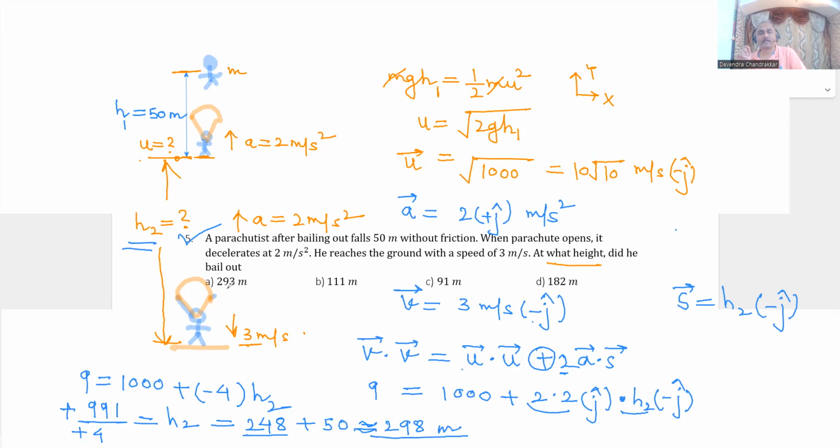Now, why am I getting this? The answer is close; they have taken 293. The reason I am getting 298 as the answer is that they have taken g as 9.8 meters per second square. Okay.